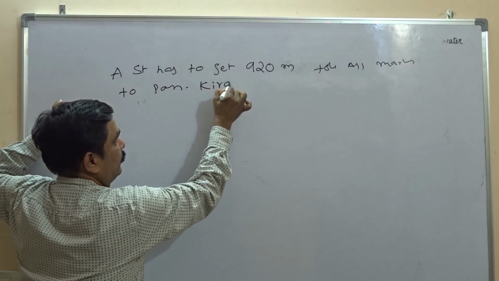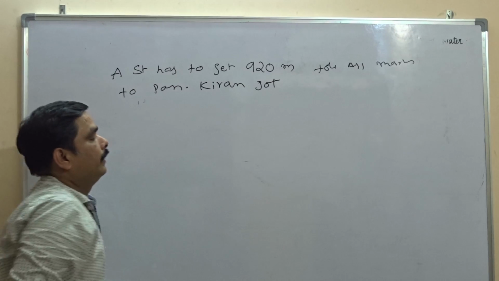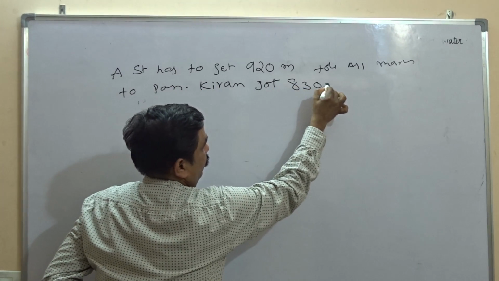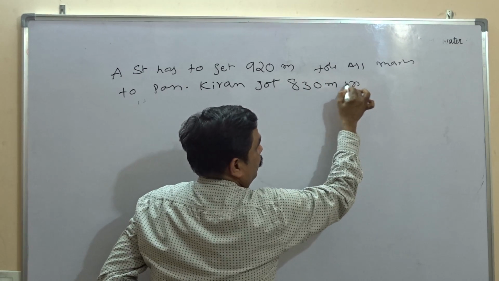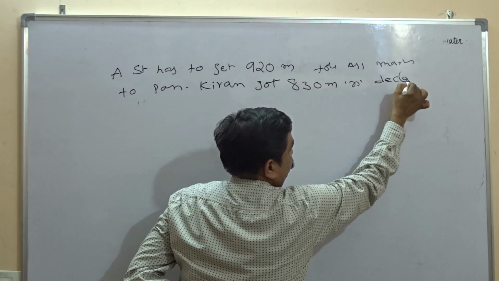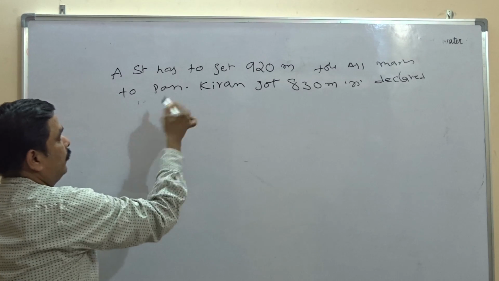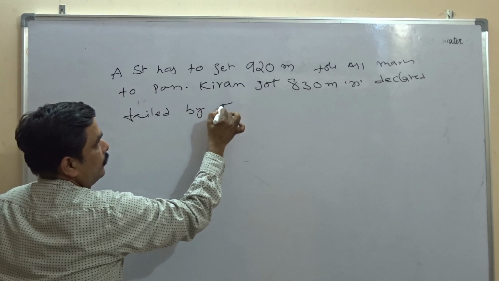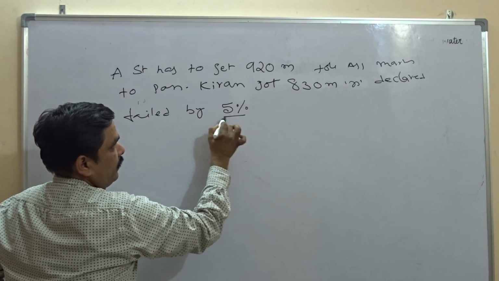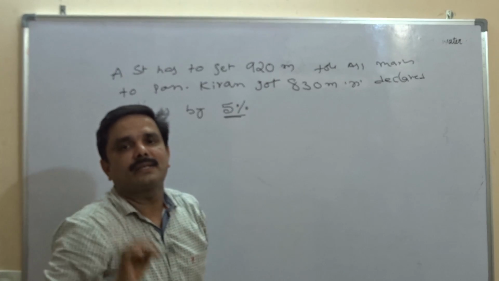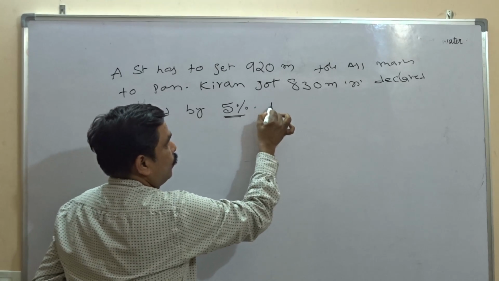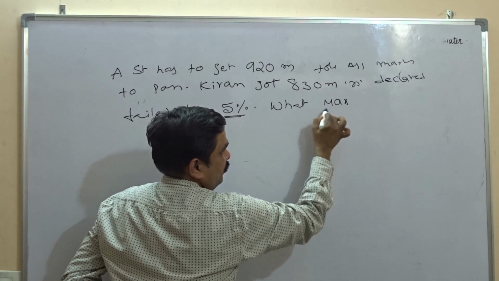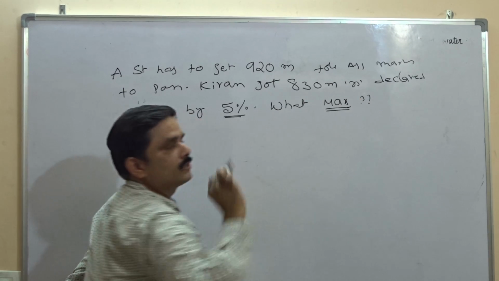Kiran got, let us take, 830 marks and was declared that he failed by 5% of marks, right? Now, what are the maximum marks? What are the maximum aggregate marks is the question, right?